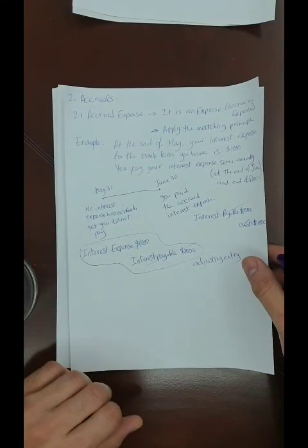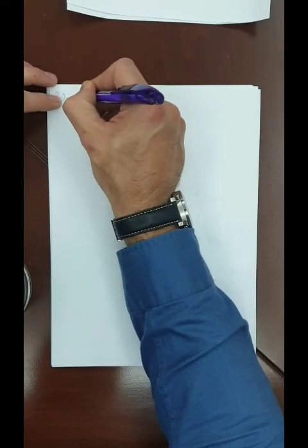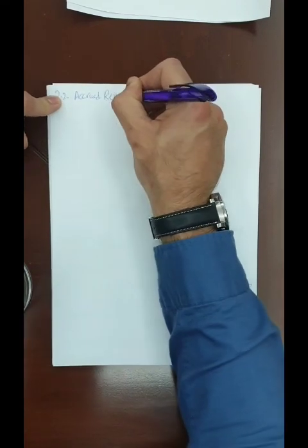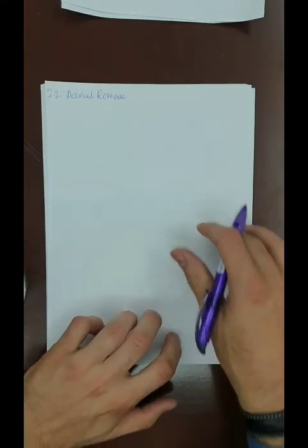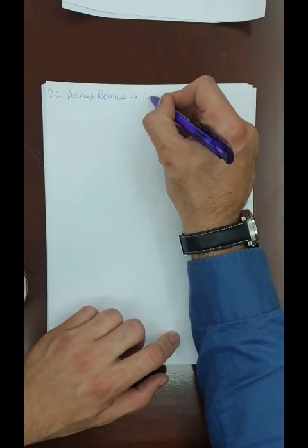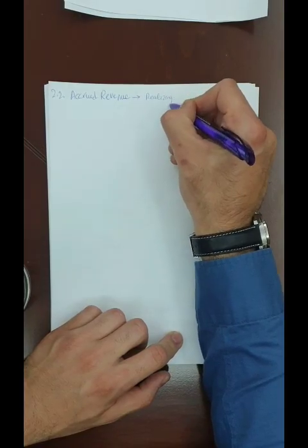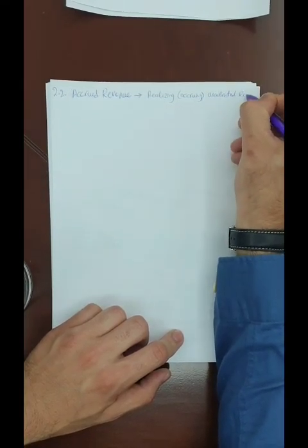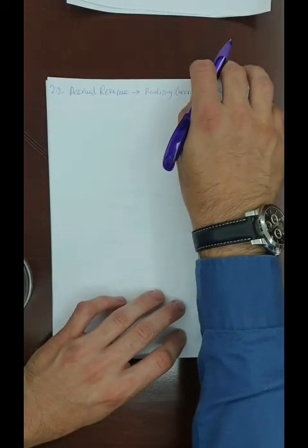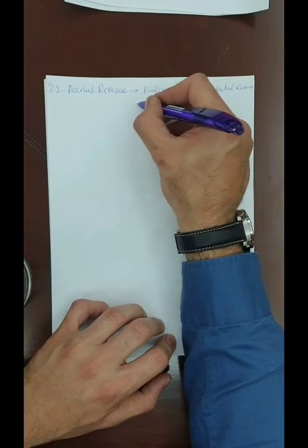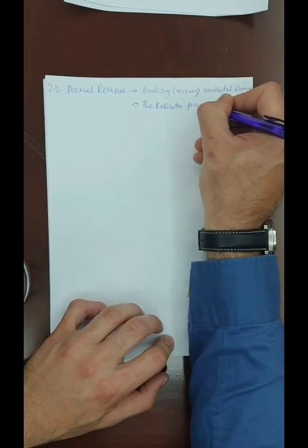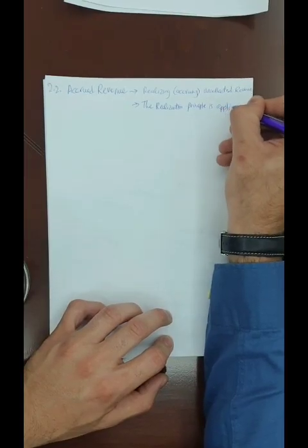Our last case is 2.2. It's called accrued revenue. Accrued revenue is basically realizing or accruing uncollected revenue. So it's like an account receivable. Here we apply the realization principle. The realization principle is applied.